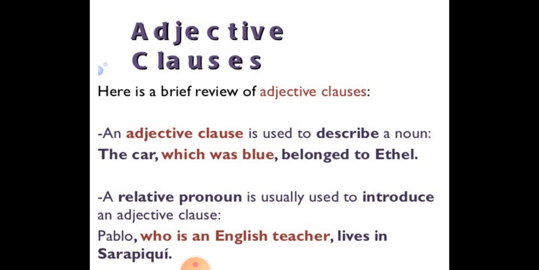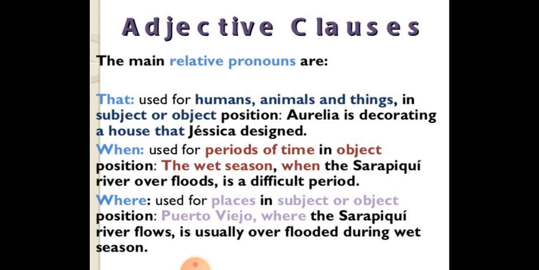ओके, पैब्लो हु इज़ एन इंग्लिश टीचर लिव्स इन अ सारापीक्यू. Okay, so who is a relative pronoun which is used to introduce an adjective clause. Adjective clause को start करने के लिए relative pronouns use किए जाते हैं. Okay, कुछ relative pronouns की अगर हम बात करें, for example that is used for human, animals and things. Okay, for all these three you can use that in subject position also or in object position also. For example, Aurelia is decorating a house that Jessica designed.